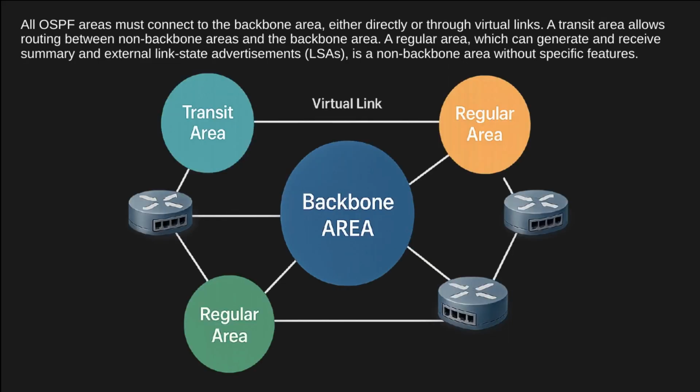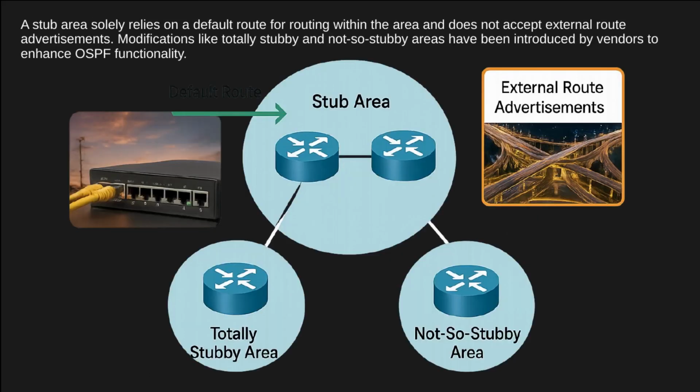All OSPF areas must connect to the backbone area, either directly or through virtual links. A transit area allows routing between non-backbone areas and the backbone area. A regular area, which can generate and receive summary and external link state advertisements, LSAs, is a non-backbone area without specific features. A stub area solely relies on a default route for routing within the area and does not accept external route advertisements.